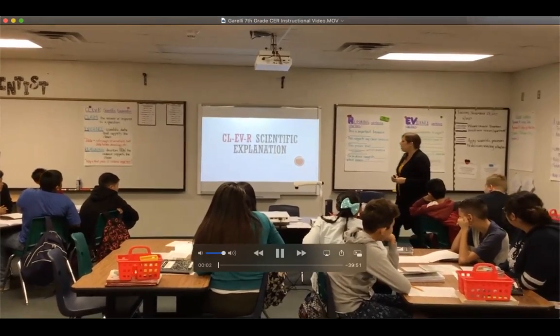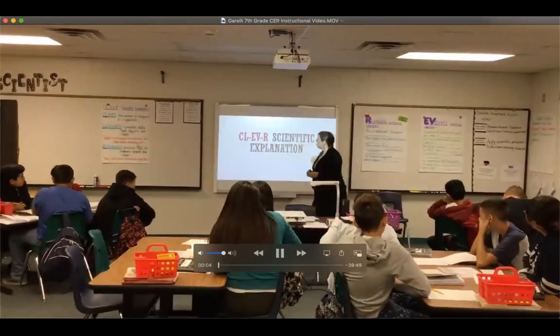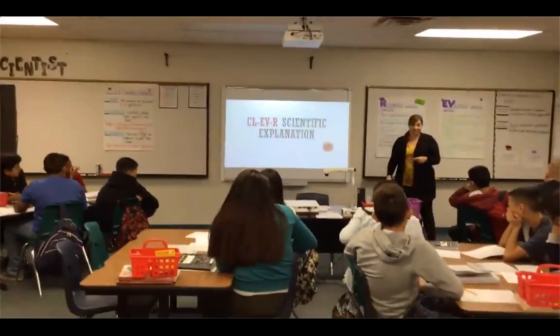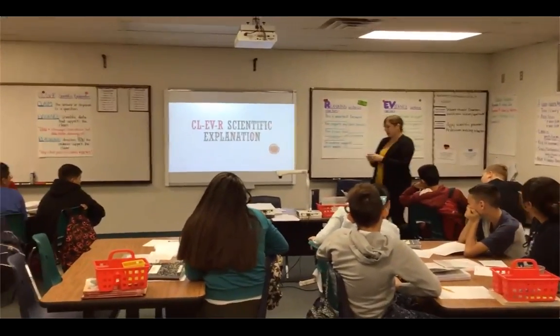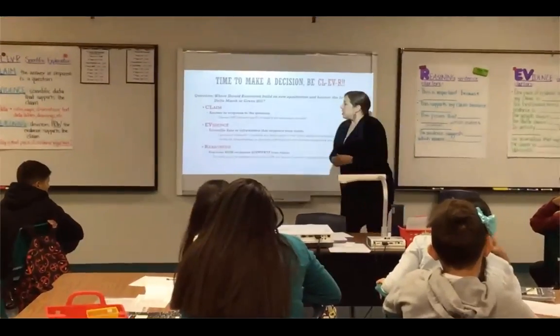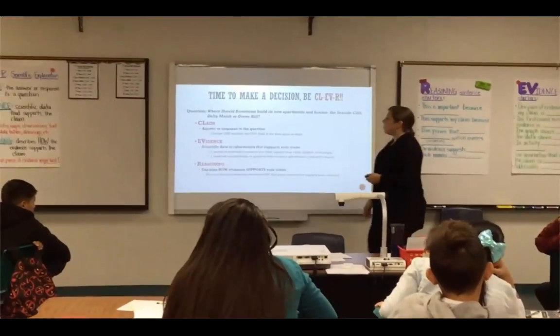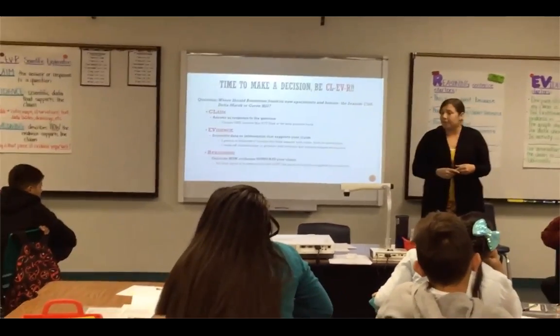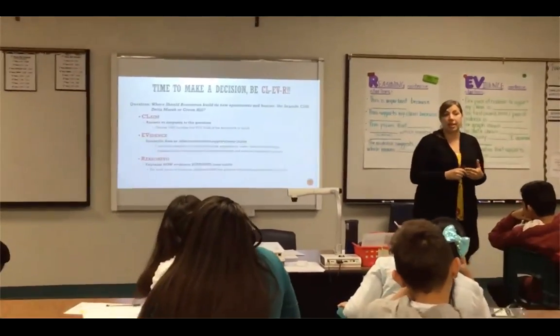So today, you guys are going to do your first clever scientific explanation. Here we go. Okay. We have a question. The question is, where should Boomtown build its new apartments and houses? Should it be at the seaside cliff, the Delta Marsh, or the Green Hill?